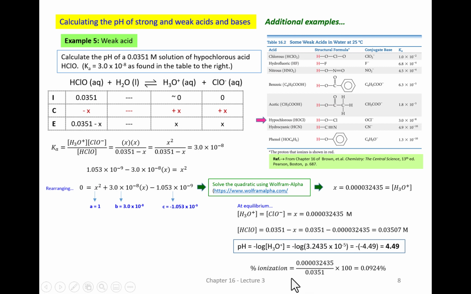If we calculate a percent ionization, it's fairly ridiculously small, because again, this is a very weak acid, so hardly any of the hypochlorous acid ionizes to form hydronium ion and hypochlorite ion. And I'll remind you that I did take some liberties with significant figures here just to point out some things about the small percent ionization and about how hardly any HClO ionizes.